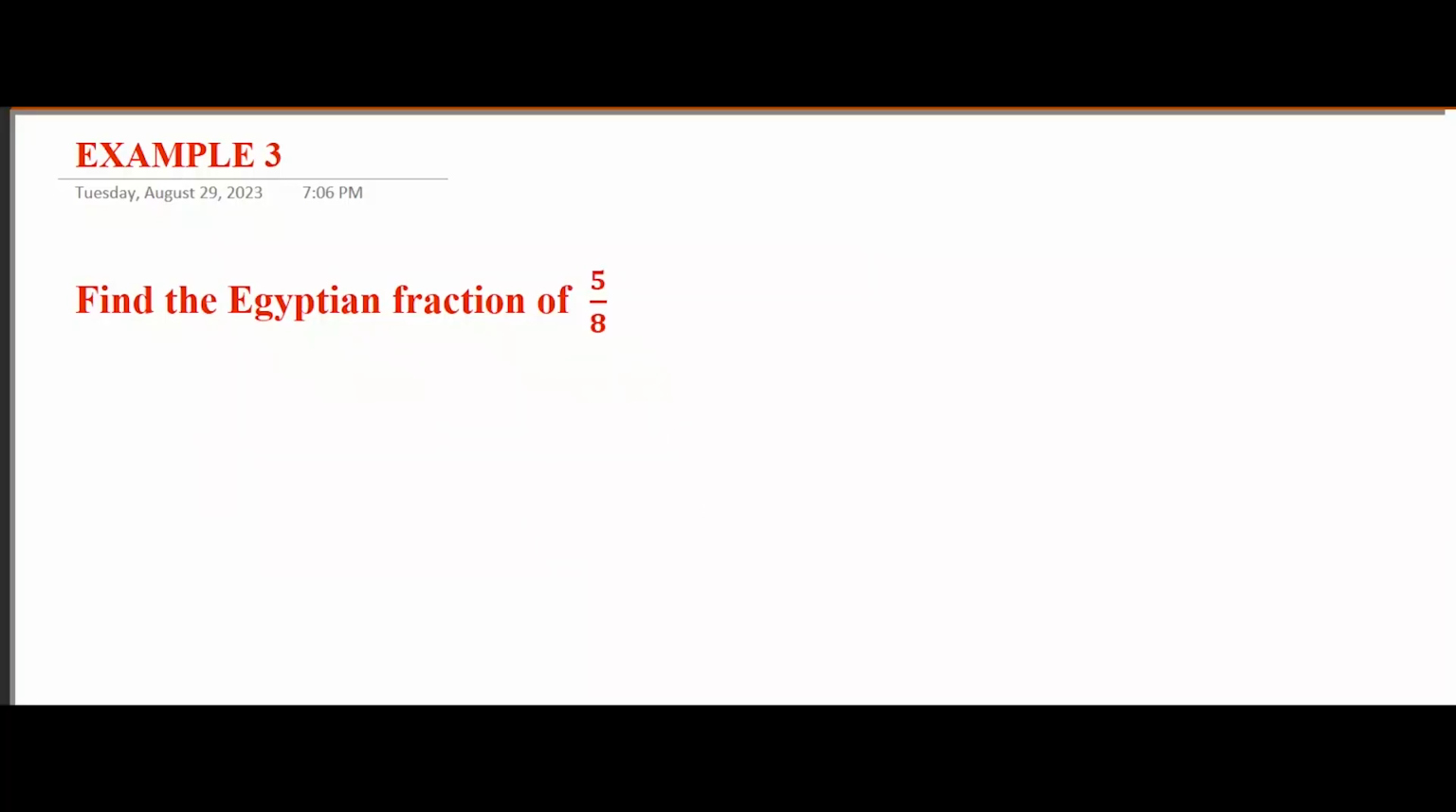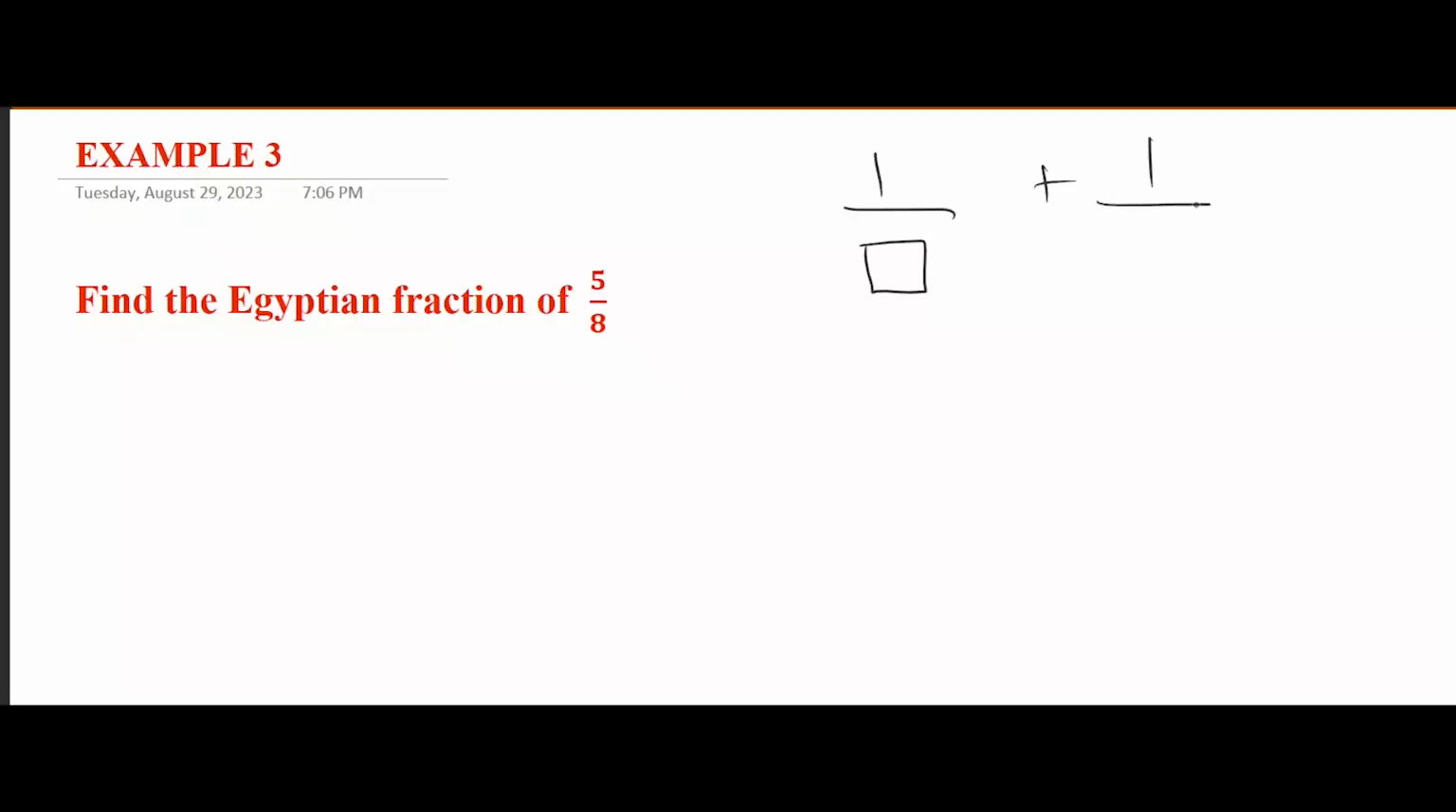Let's look into another example. Find the Egyptian fraction of 5 out of 8. Of course, we know that the two fractions will be 1 out of something, then add 1 out of something, then the sum must be 5 out of 8. Now, let's find the product of 8. We have 1 by 8, 2 by 4. So let's check this pair.